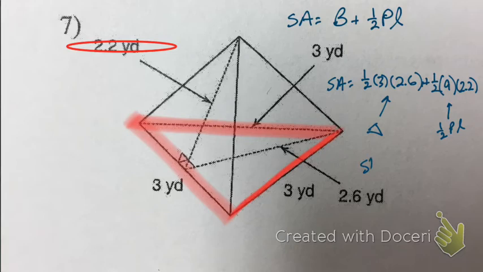So then I just slap all that in my calculator. So seriously, my calculator, I type 0.5 times 3 times 2.6 plus 0.5 times 9 times 2.2. Beep, boop, beep, boop, 13.8 square yards.